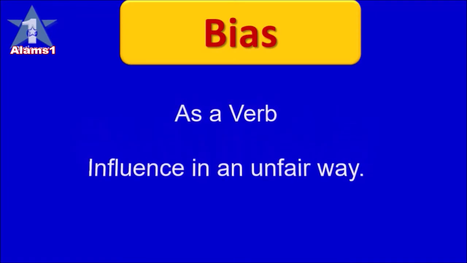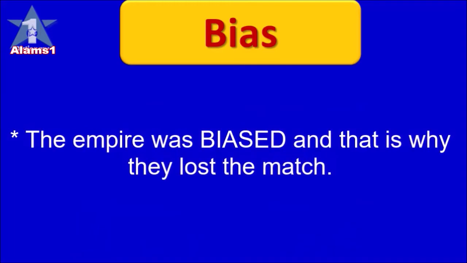Bias. Bias. This word is used as a noun and as a verb both. When using it as a verb, it means to influence in an unfair way. Like we say, the umpire was biased, and that is why they lost the match.